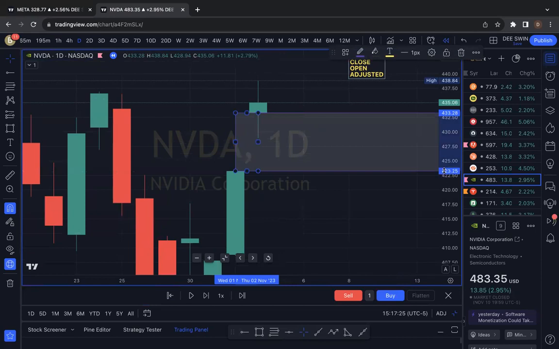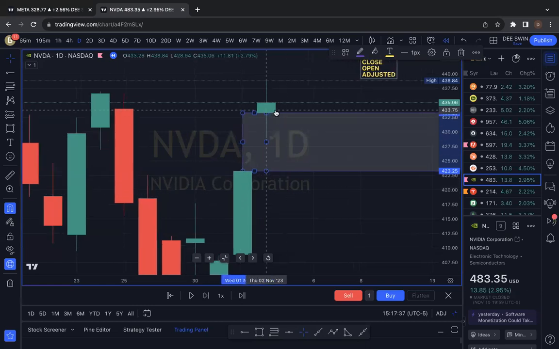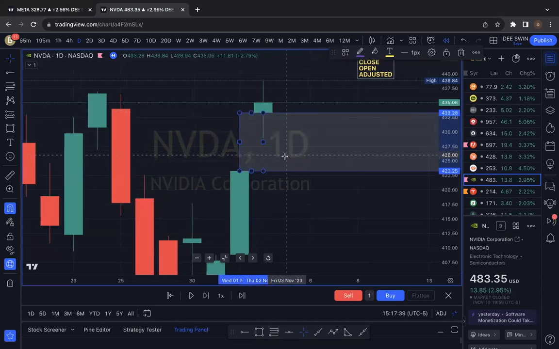So from 423.25 to 433.28 is the range from the close of Wednesday, November 1st to the open on Thursday, November 2nd. Okay. It's 423.25 to 433.28. That is the range. That is your initial range. Now, what adjusted means is anytime price trades into that range, you subtract what it has taken out, and then you leave the remainder of the range, right? It's almost like a math problem.